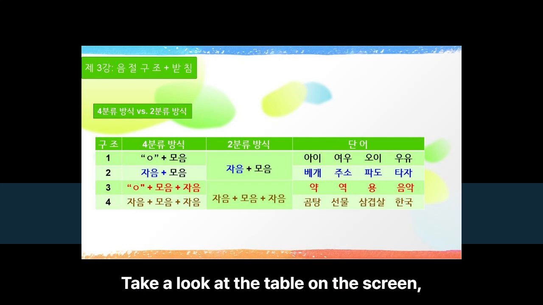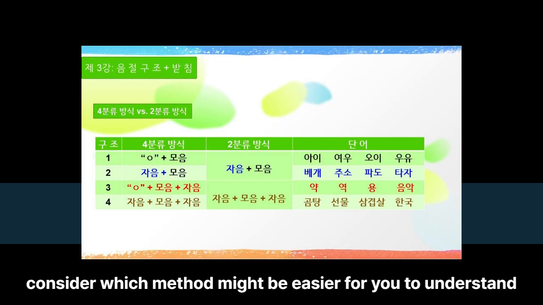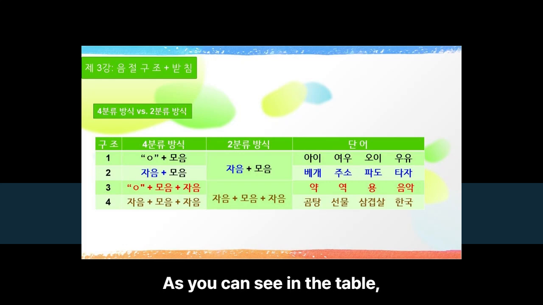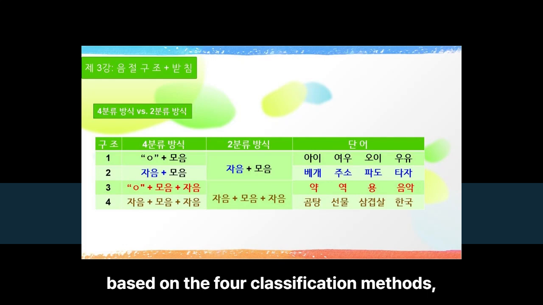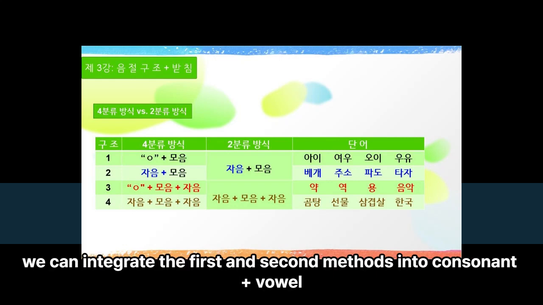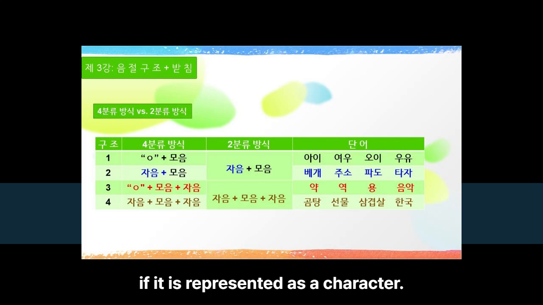Take a look at the table on the screen, consider which method might be easier for you to understand, and choose the most efficient method for yourself. As you can see in the table, based on the 4 classification methods, even if the consonant ieung is considered silent as the first consonant, we can integrate the first and second methods into consonant plus vowel if it is represented as a character.